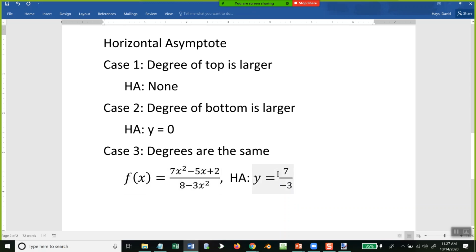We create a new fraction, y equals, and then we take the number off the front of the first term, the leading term, or the term with x to the largest power. So the x to the largest power right here is this x squared, so I take the 7 off of it. The x to the largest power down here is the second term. I take negative 3 off of it. And you create a new fraction, and that'll be a horizontal asymptote.